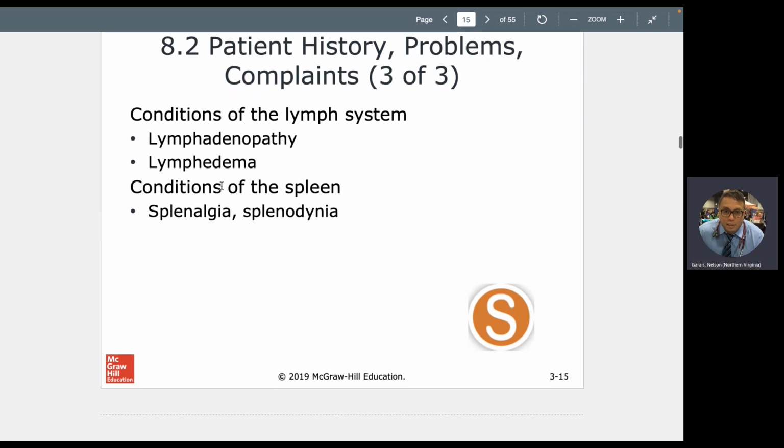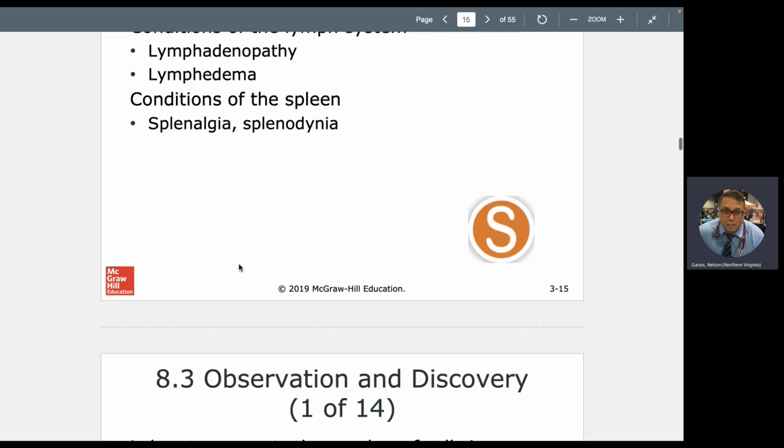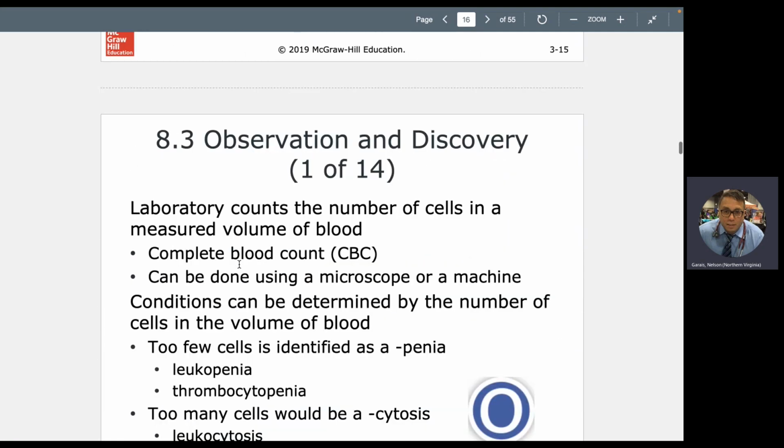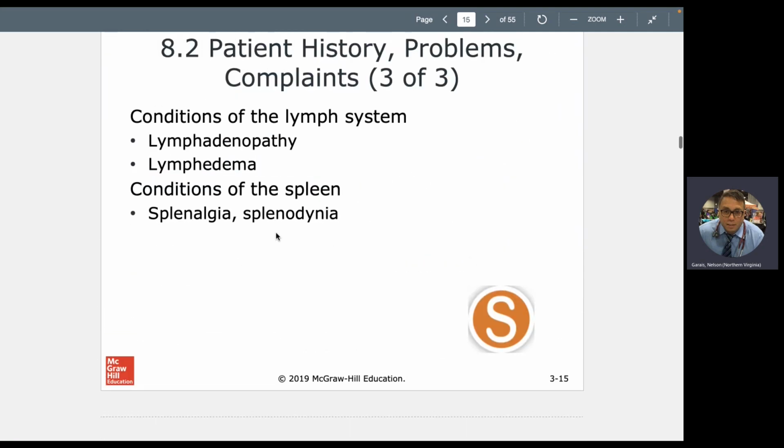Here's some variations: lymphadenopathy, lymphedema. Remember, the edema is a situation where there's way too much fluid in my lymphatic system. Splenalgia, splenodynia, right? Sorry, going a little bit too fast. That is pain in my spleen.